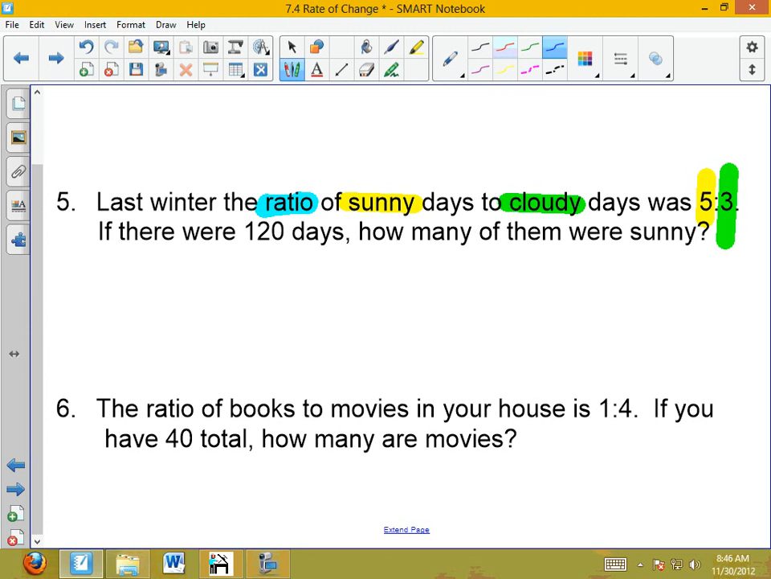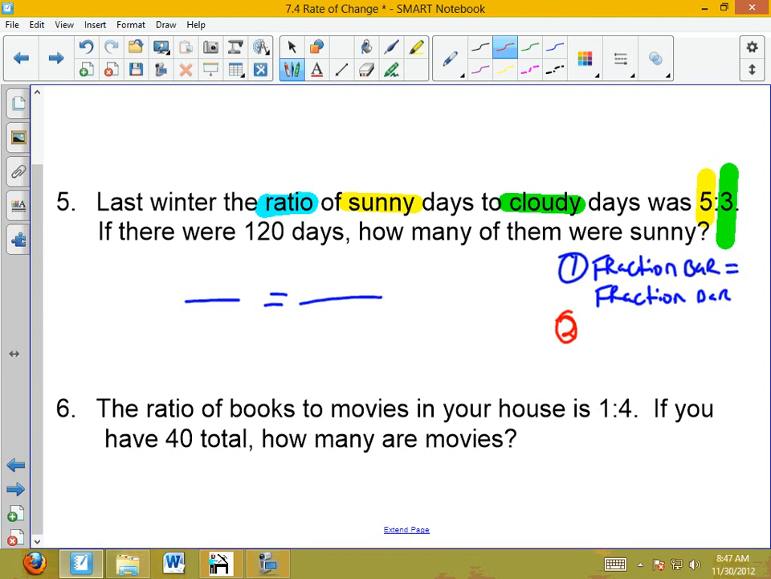So, what are the steps for solving a ratio? Let's write them down. Number 1, you're going to write fraction bar equals fraction bar. So that looks like this. Fraction bar equals fraction bar. That's step one. Step two, you put totals on bottom. Put your totals on bottom. So they tell me 120 days. That's a total. So I put that on bottom.